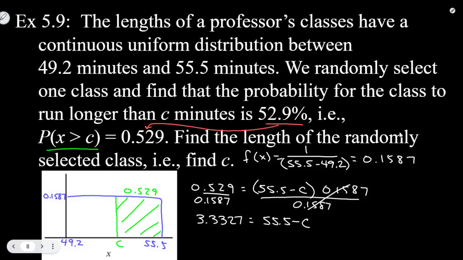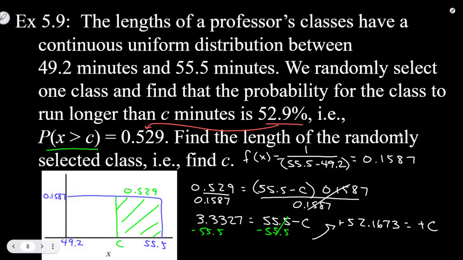We're going to subtract the 55.5 to cancel. So minus 55.5, and that gives us, moving this over here so we can see it a little better, negative 52.1673 is equal to negative C. Well, algebraically, we're going to divide by negative 1, which means we're just going to change both of these signs. So we get C is 52.1673.